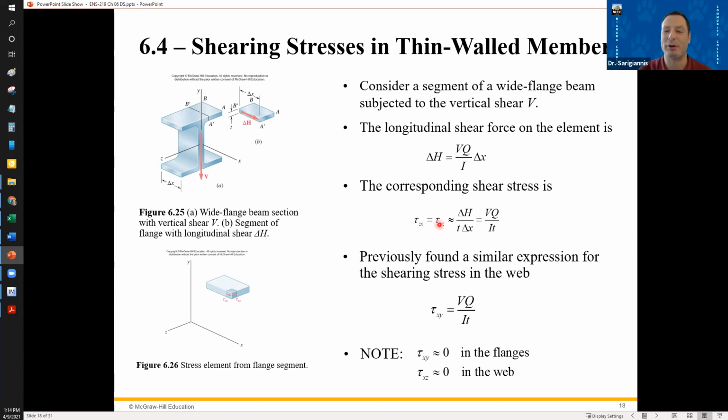Because it's the perpendicular plane to it. So you generate the shear on one plane, you've got to be generating the shear on the other plane next to it. And this is the expression for shearing in the web. Tau xy, right? So now it's tau, the x plane, so perpendicular to the x-axis in the y direction is VQ over It. And that's in the web.